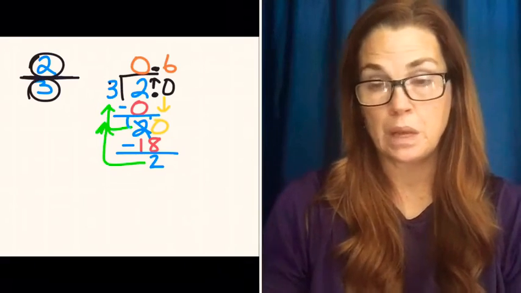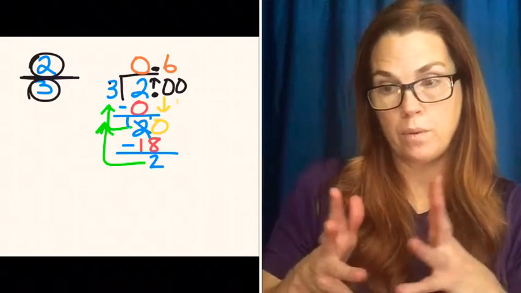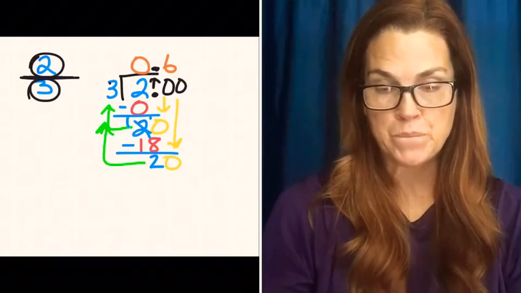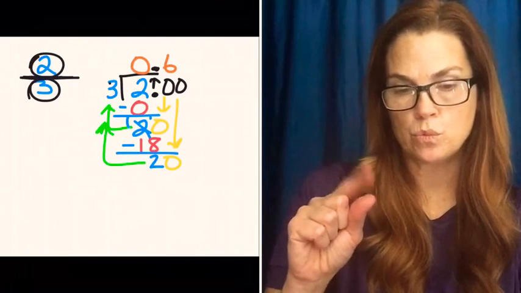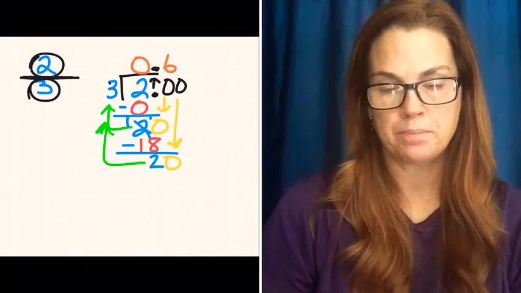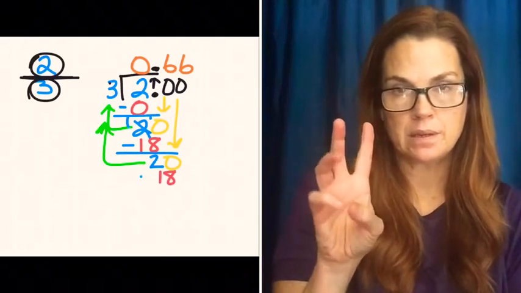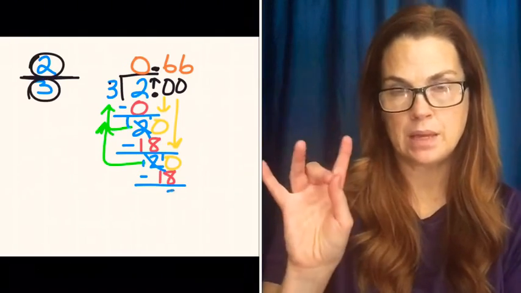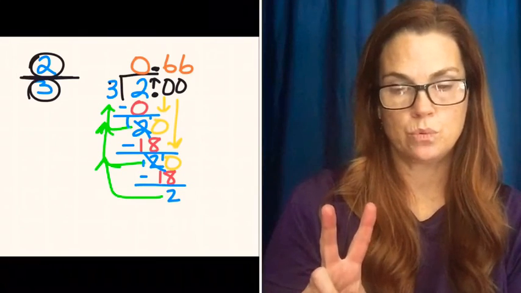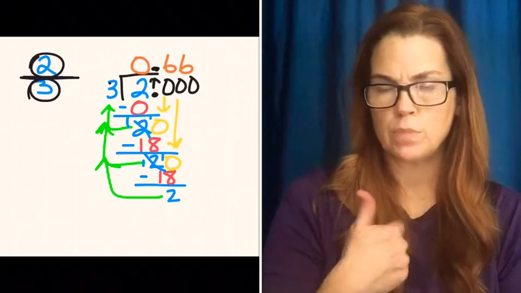I don't want a remainder, so I'm going to add another 0. So I can then bring that down. How many groups of 3 can I make from 20? Or how many times can I subtract 3 from 20? And just a second ago, we said the answer to that was 6. 6 times 3 is 18. 20 minus 18 is 2. 2 is less than 3. We have a remainder and we don't want one. We're going to add another 0 so that now we can bring that 0 down.